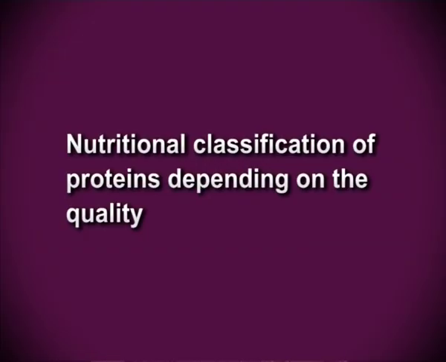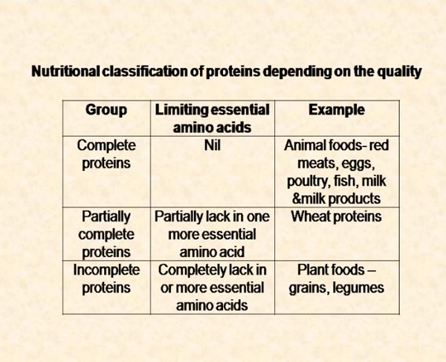Higher quality protein produces a faster growth rate. Pattern and abundance of essential amino acids, relative amounts of non-essential amino acids, digestibility and presence of trypsin inhibitors affect the quality of proteins and in turn affect the growth rate. The nutritional classification of proteins depending on quality is as shown on the screen, and the table follows. The group is complete proteins. The limiting essential amino acids are nil. Examples include animal foods: red meats, eggs, poultry, fish, milk and milk products.